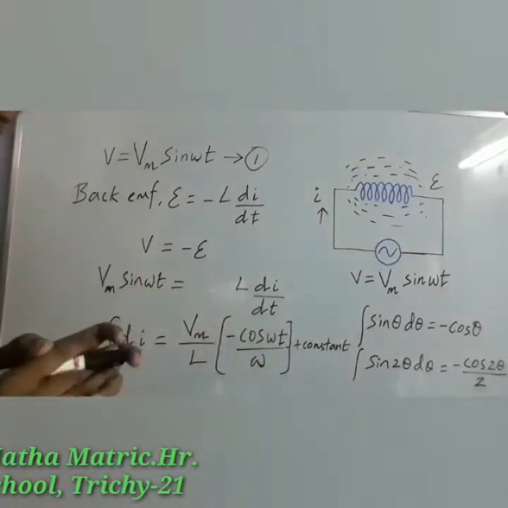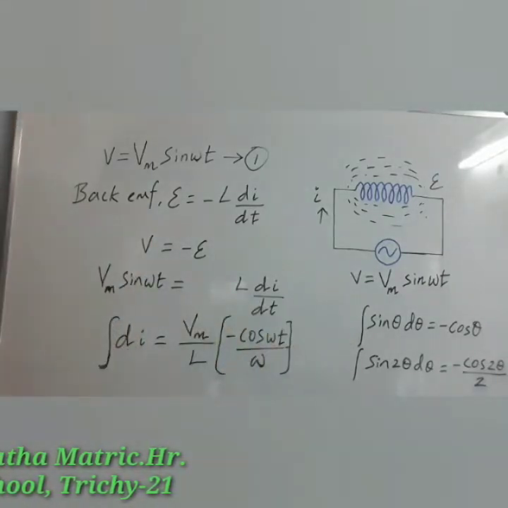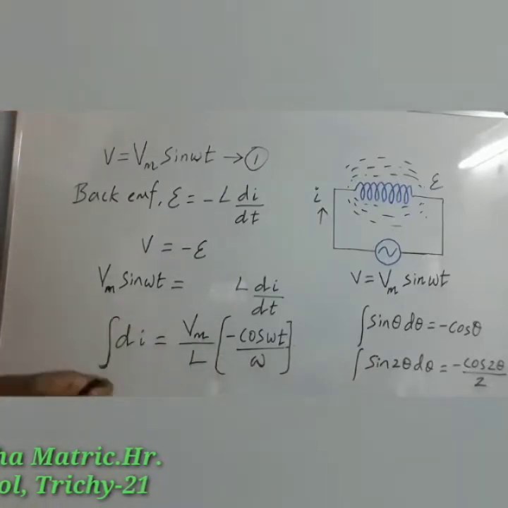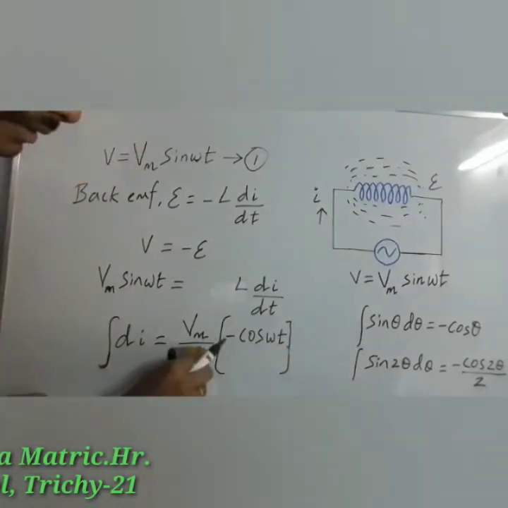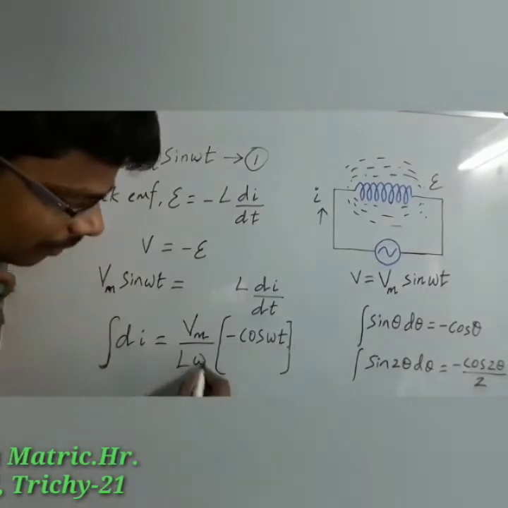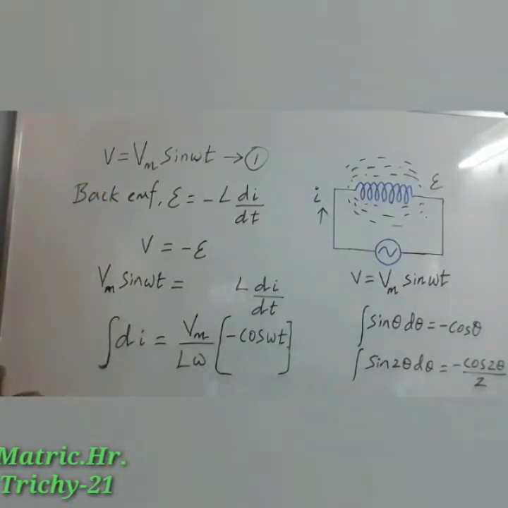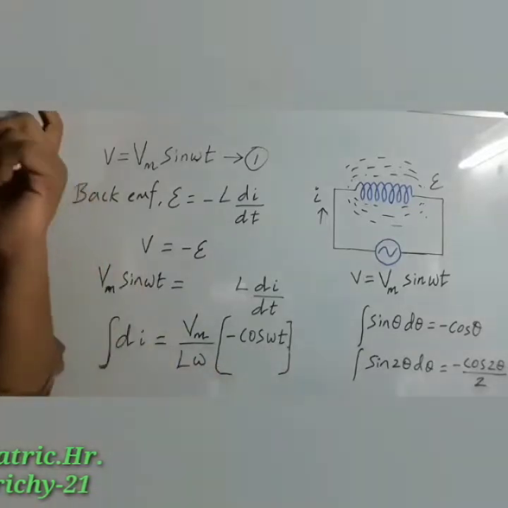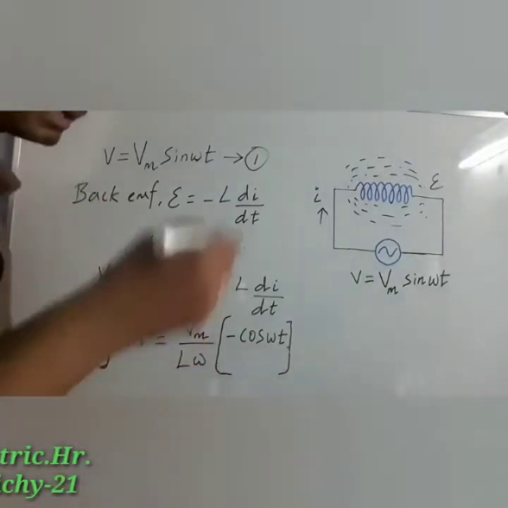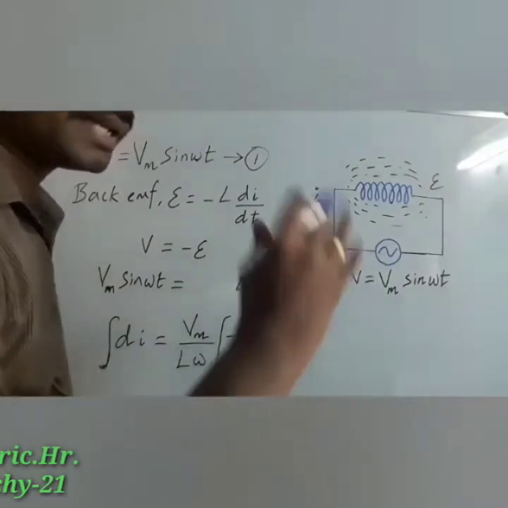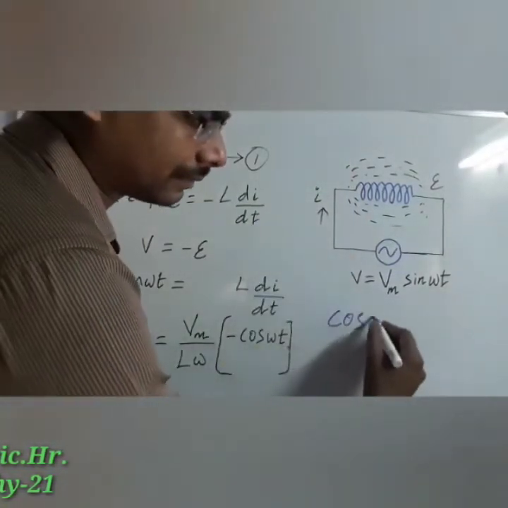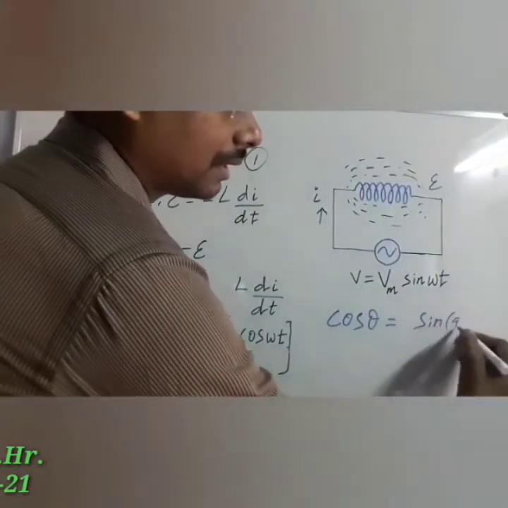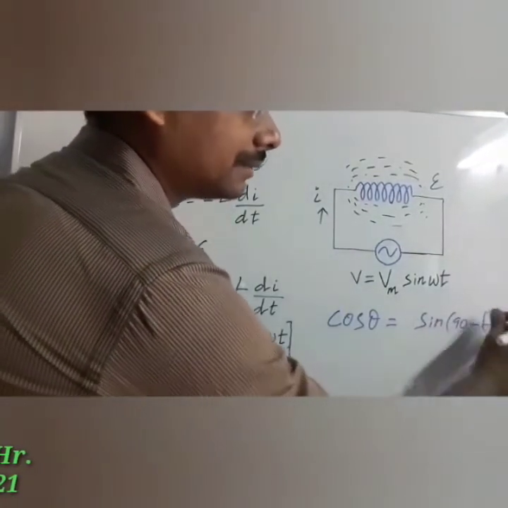So what will be the new expression? I have removed the constant. This omega can be taken in front of that. Already in the denominator we have L, and now it is L omega. Here this cos omega t can be written in another form. You can write cos theta is equal to sin of 90 minus theta.